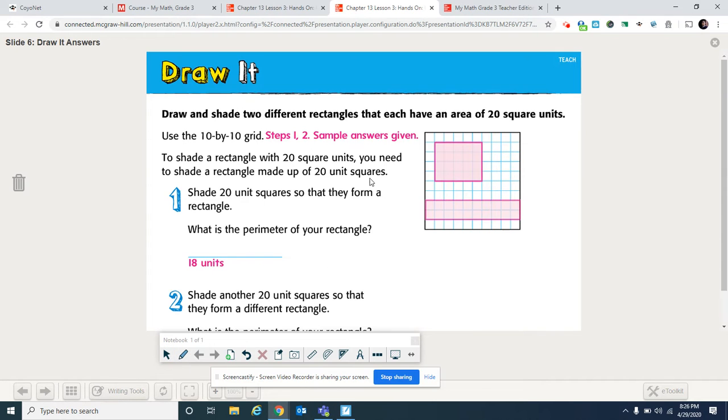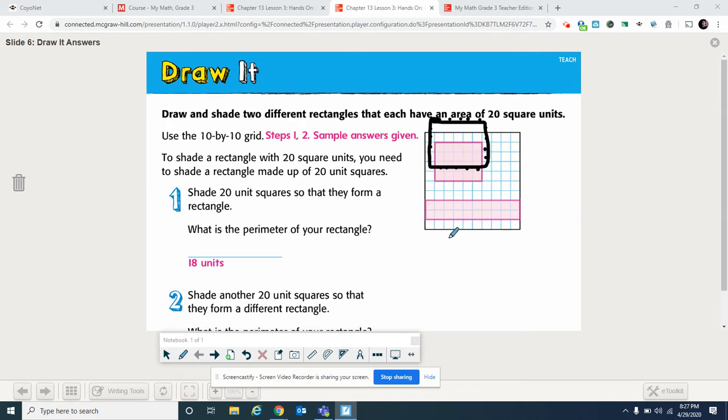Ready? All right. So the answer for number one is 18 units. Why? Because for the perimeter, we just need to count the sides of this rectangle. So let's count: 1, 2, 3, 4, 5, 6, 7, 8, 9, 10, 11, 12, 13, 14, 15, 16, 17, 18. So that is the perimeter, the outside of the rectangle. That's the measurement of the outside of the rectangle.